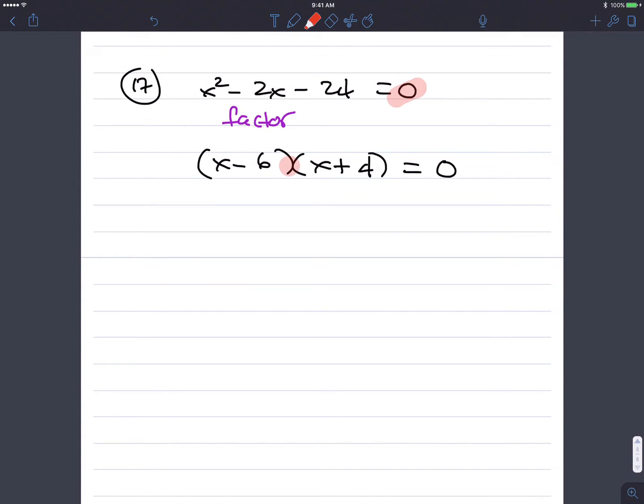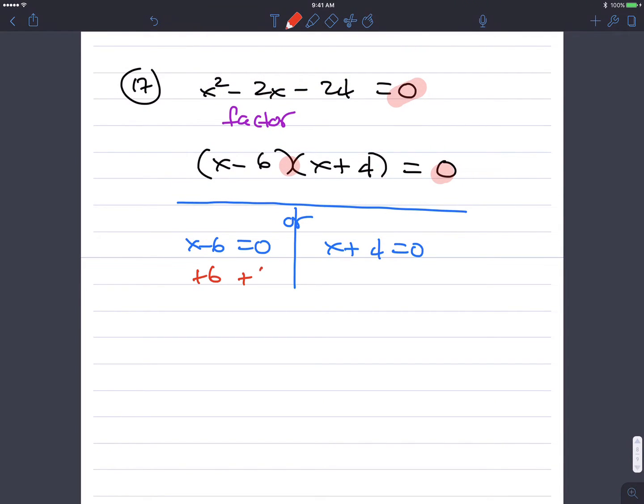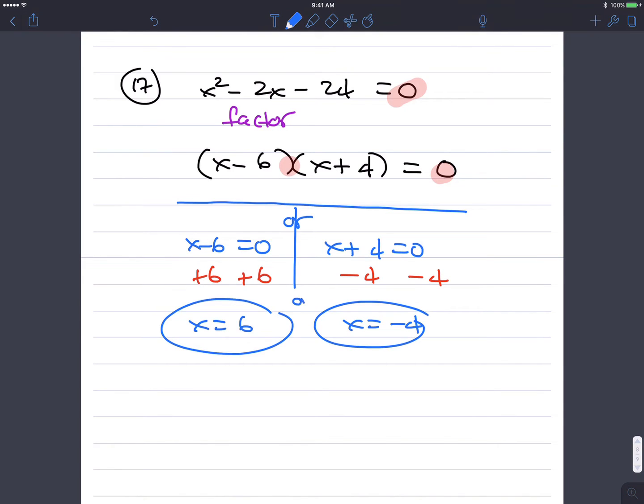Now we have a product and 0. 0 product rule. X minus 6 is 0, or x plus 4 is 0. Add 6. Subtract 4. X is positive 6, or x is negative 4. So here, solutions are 6, negative 4. And that's your 17.